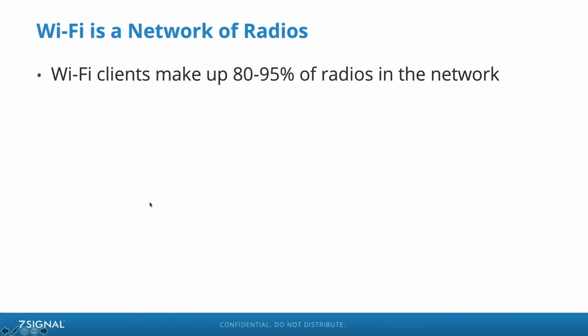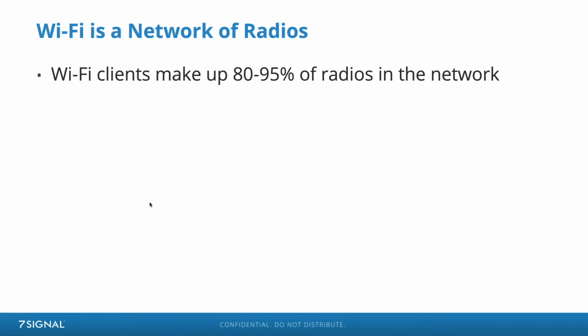Today's topic, though, is best practices for supporting Wi-Fi clients. And first, we're going to talk about understanding why they're so important and the role they play in the Wi-Fi network. An important thing to understand about a Wi-Fi network is it's really just a network of radios, right? You've got AP radios, you've got client radios. They're all using the same protocol. They're all transmitting and receiving. But the client radios make up the bulk of the network.